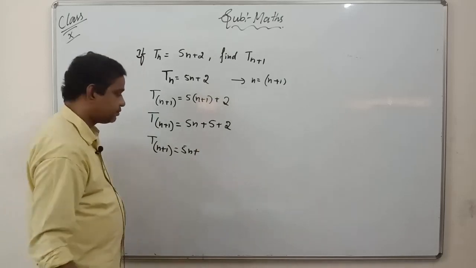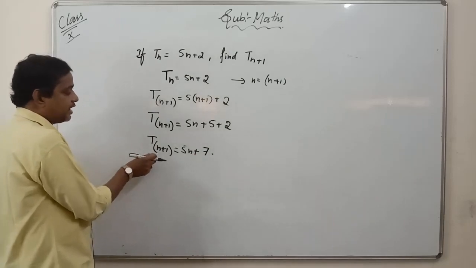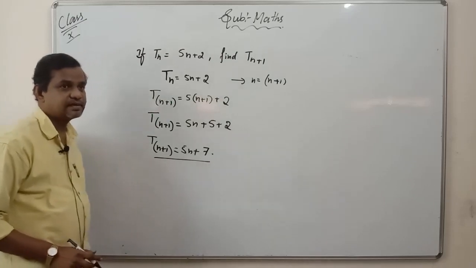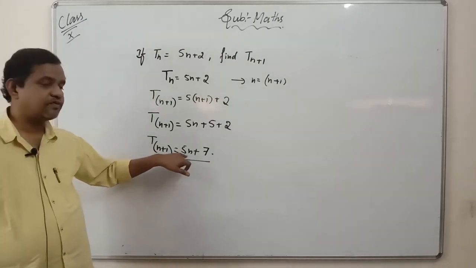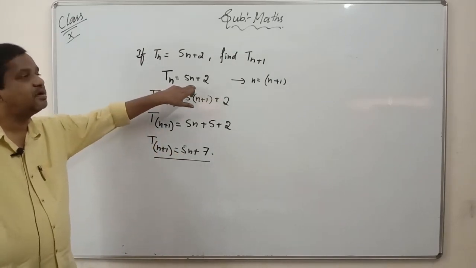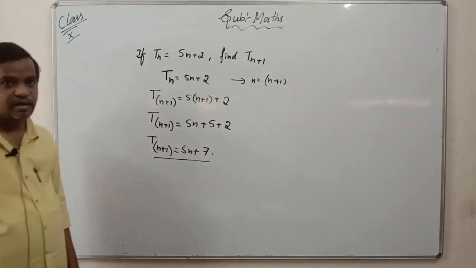So T(n+1) is always equal to 5n plus 7. This is the value of T(n+1) equals 5n plus 7 when Tn equals 5n plus 2, given that the nth term is T(n+1). Okay, copy this.